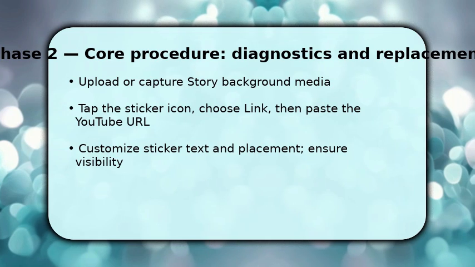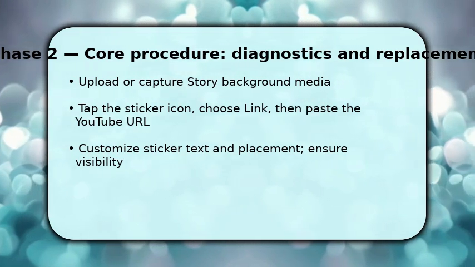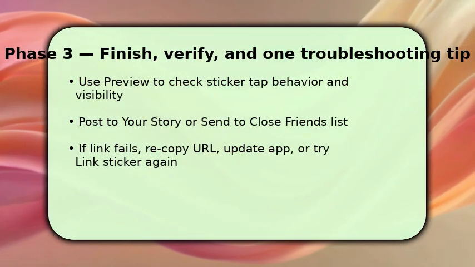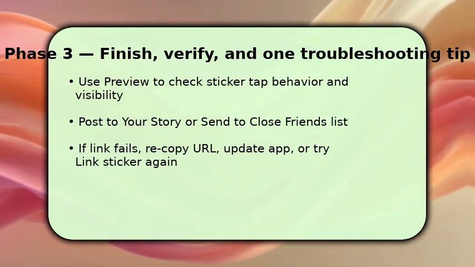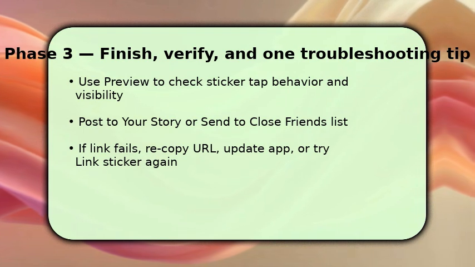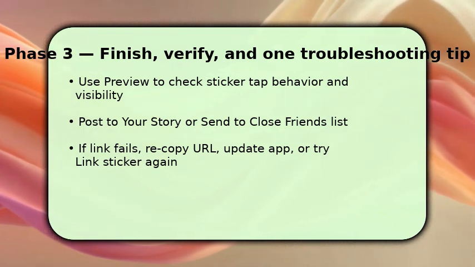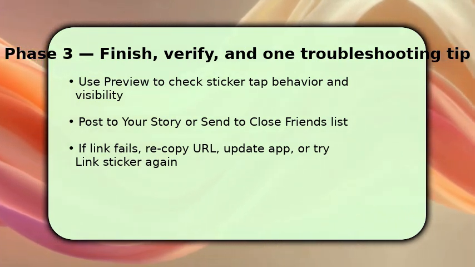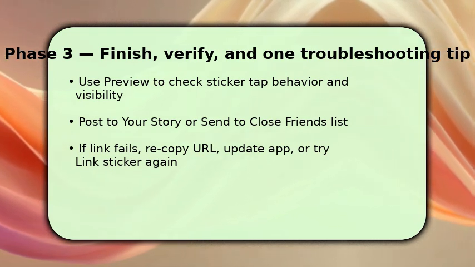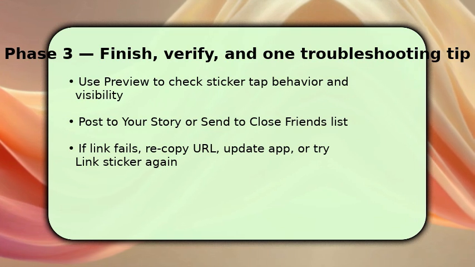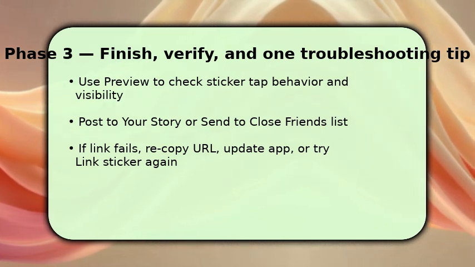Before you post, preview the story to confirm the link sticker opens the YouTube video when tapped. This verifies everything works. Once satisfied, share to your story or restrict to close friends if you prefer a test round. If viewers report the link won't open, stop and recopy the YouTube URL, force close Instagram, update the app, and retry the link sticker. Sometimes cache or app versions block external links.